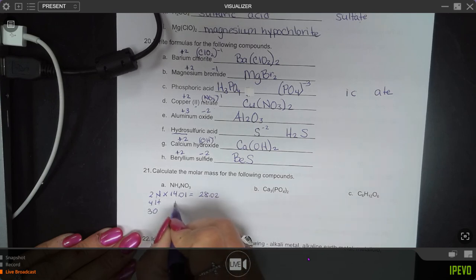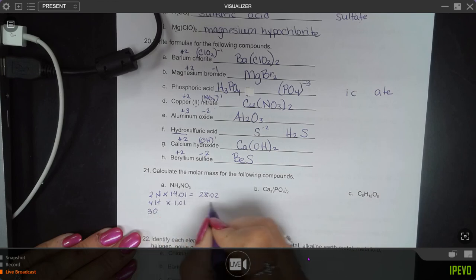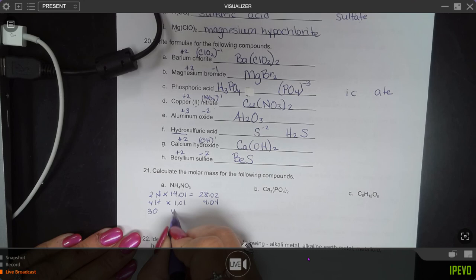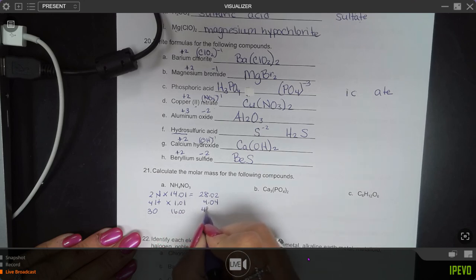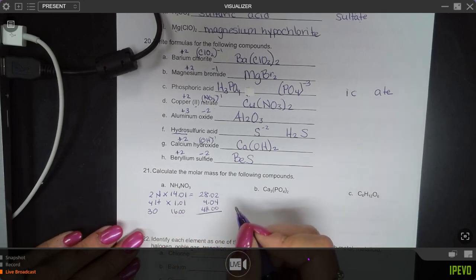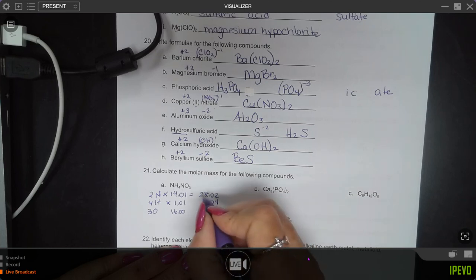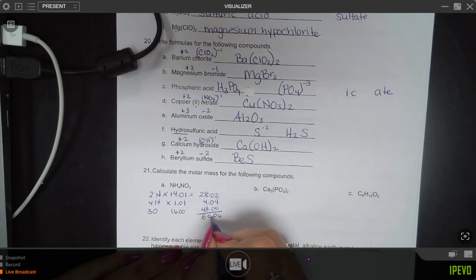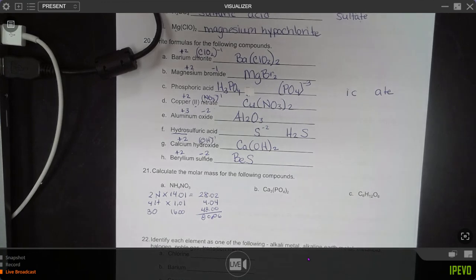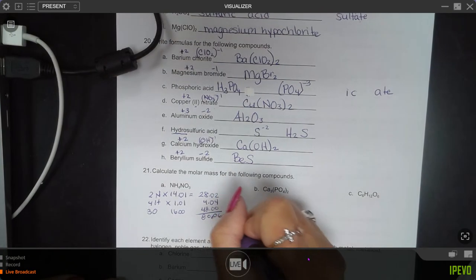Hydrogen is 1.01, so 4.04. Oxygen is 16, so that is 48. So if we add that all together, we get 80.06, and remember our units for molar mass are grams per 1 mole.